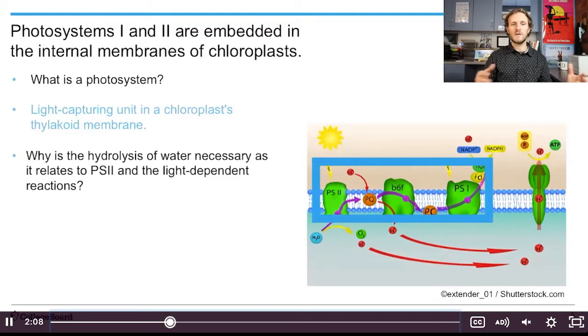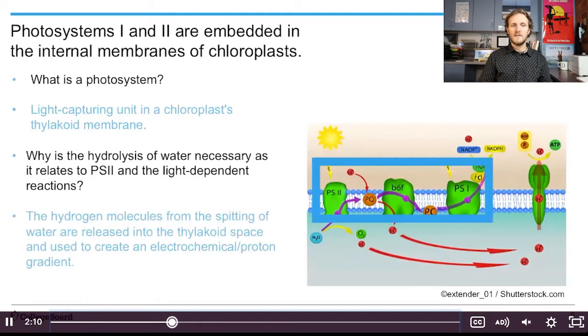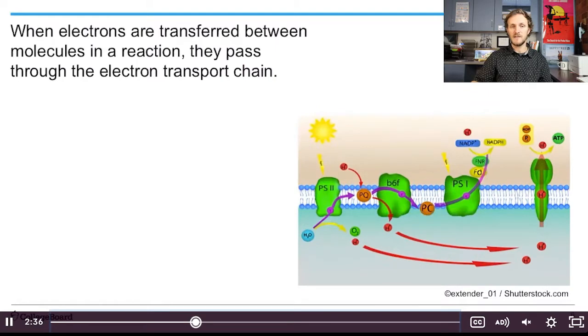We talked about hydrolysis last time. So why is hydrolysis of water necessary? Well, the hydrogen ions from the water are split off during this excitement time when we're energizing electrons. And those hydrogen ions essentially build up an electrochemical proton gradient inside of the thylakoid membrane. So that's what this is showing here. We have water that gets split, and we keep the hydrogen. We're going to end up getting rid of the oxygen later on.